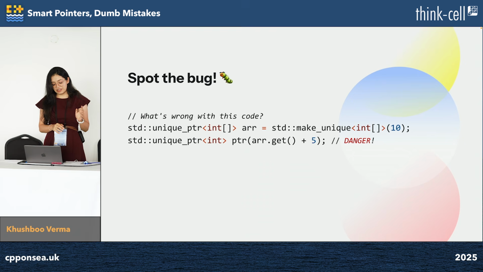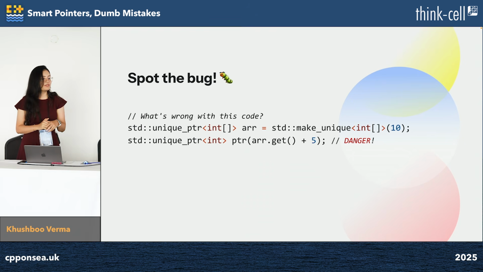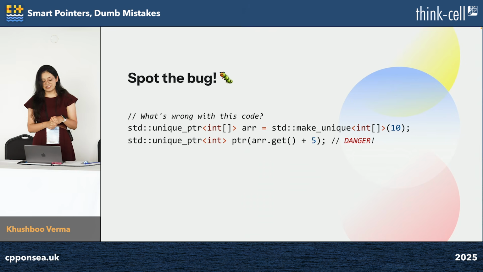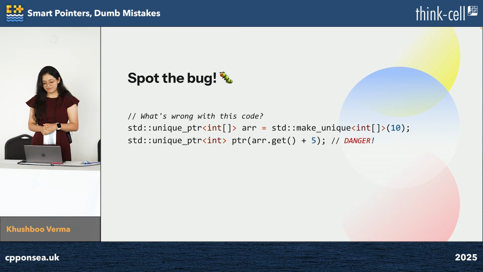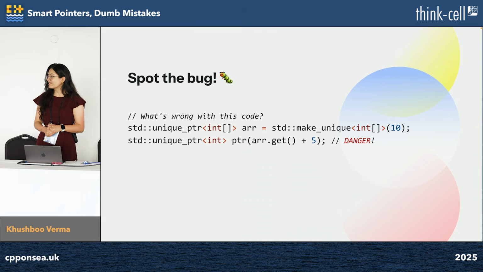Before we start, let's do a quick exercise. You would see a quick snippet on the screen, and I just want you to spot the bug. Tell me, what's going on? What's wrong here? Anyone who would like to share? Can we pass the mic? Thank you. There are two unique pointers to the same memory block.